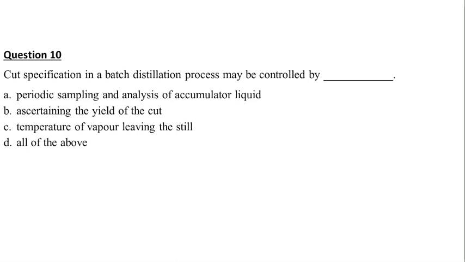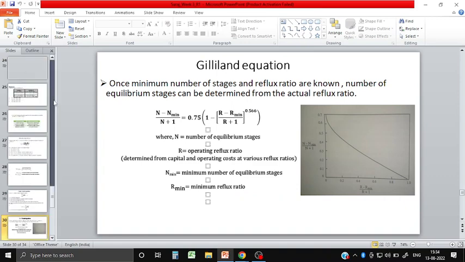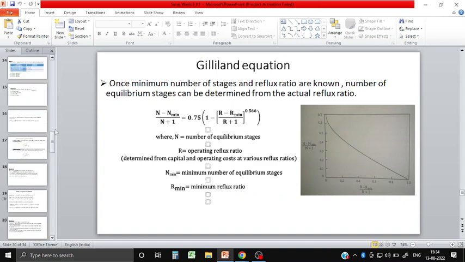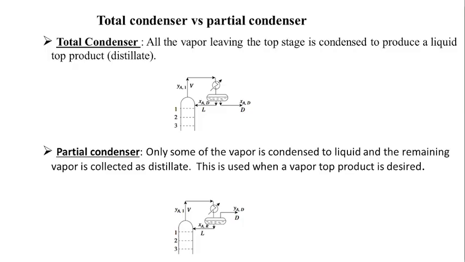Sir, in a partial condenser, how does a partial condenser act as a plate stage? Here there is contact of both vapor and liquid, so it's considered as an equilibrium stage. In a partial condenser, both vapor and some liquid will be there.